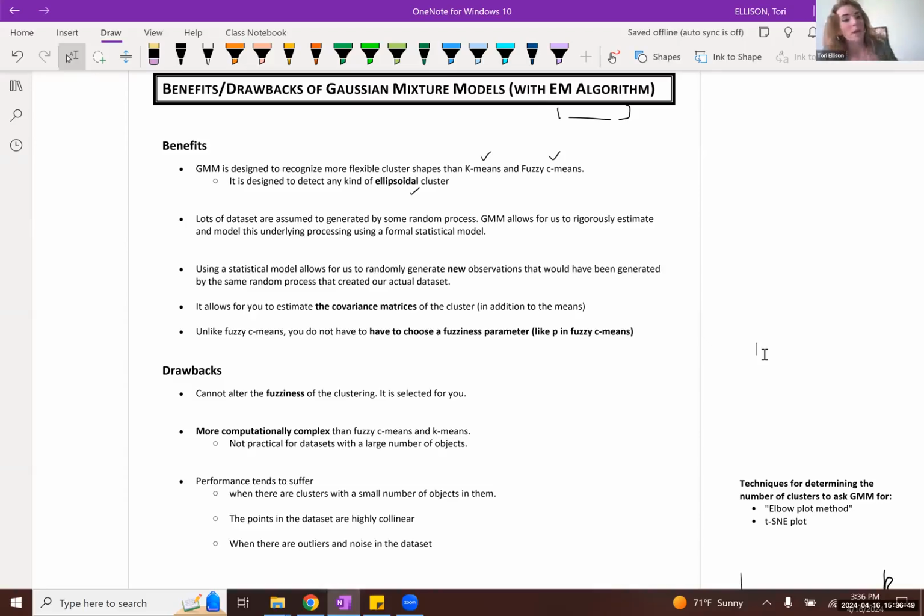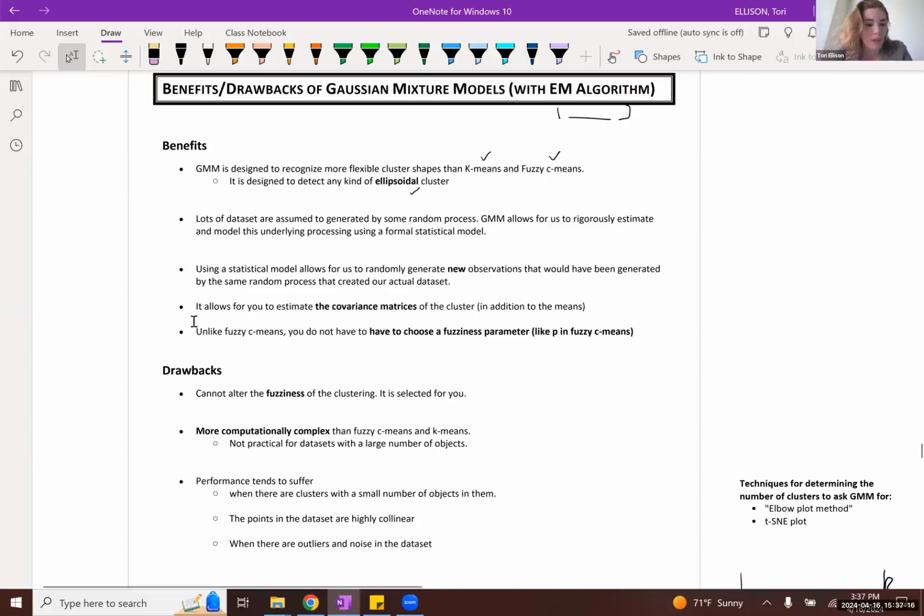That's not good. In addition, it also allows for us to estimate not just the means or the centroids of our clusters, like in k-means and fuzzy c-means, but it also allows for us to estimate the covariance matrices of each of the clusters, as well as the priors, i.e. the probability that a given observation was randomly drawn from one of the K clusters in our data sets.